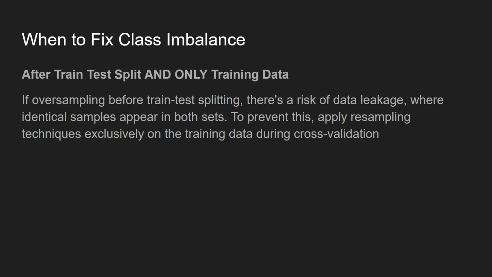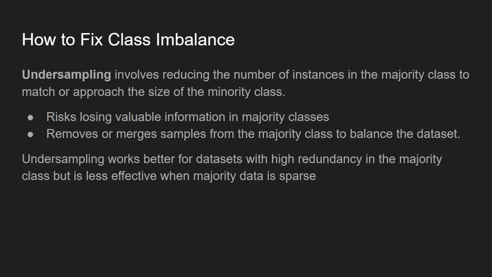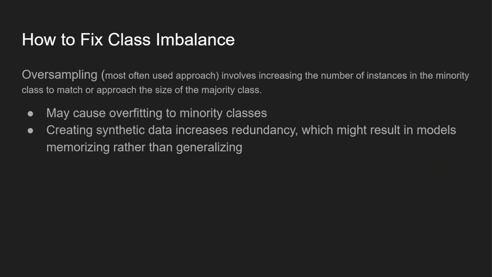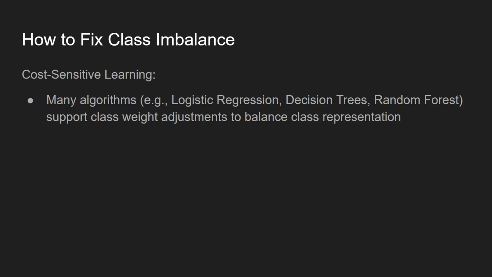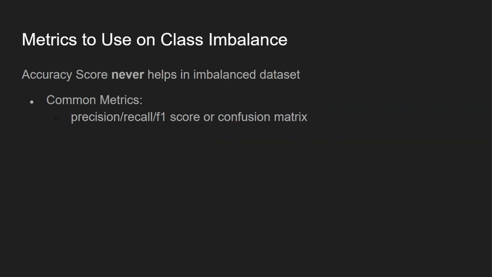And in our code today, we're going to go through all these examples. We're going to go through undersampling, we're going to go through oversampling, and we're also going to go through cost-sensitive learning. Lastly, what metrics should you use on class imbalance? As I showed you earlier, accuracy score never helps when you have an imbalanced data set. So typically you use precision, recall, F1 score, or a confusion matrix. So with this out of the way, let's grab a Python notebook and start coding.